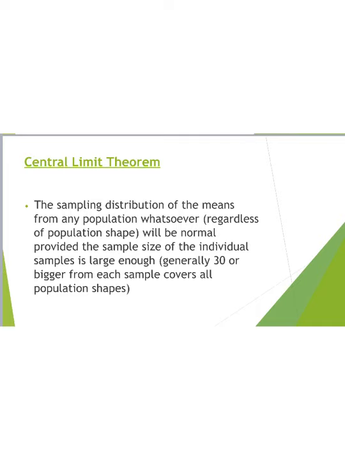Now, the central limit theorem, again, this is one that you're going to want to keep near. And I'll just read it here quickly as you're reading it. The sampling distribution of the means from any population whatsoever, meaning could be skewed right, skewed left, not skewed at all, really, really badly skewed, whatever it happens to be, could have outliers, whatever it is, will be normal provided the sample size of the individual samples is large enough, which we've denoted as n being 30 or more, and that will cover all shapes.